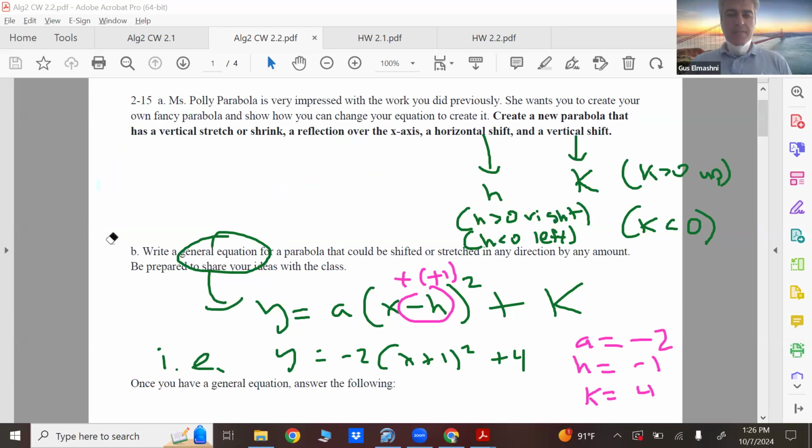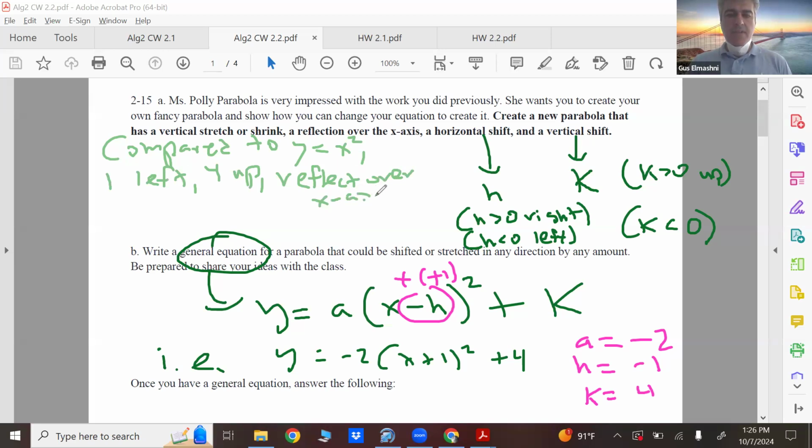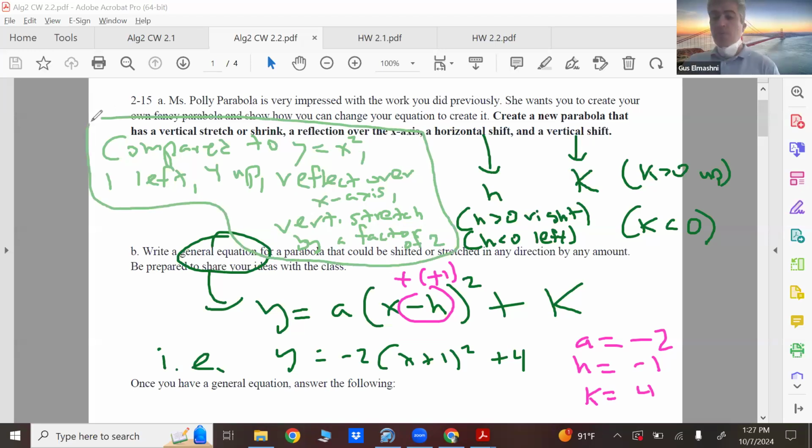So what this means is that compared to y equals x squared, we're going to go 1 left, 4 up, reflect over the x-axis, and vertically stretch by a factor of 2. Compared to y equals x squared.